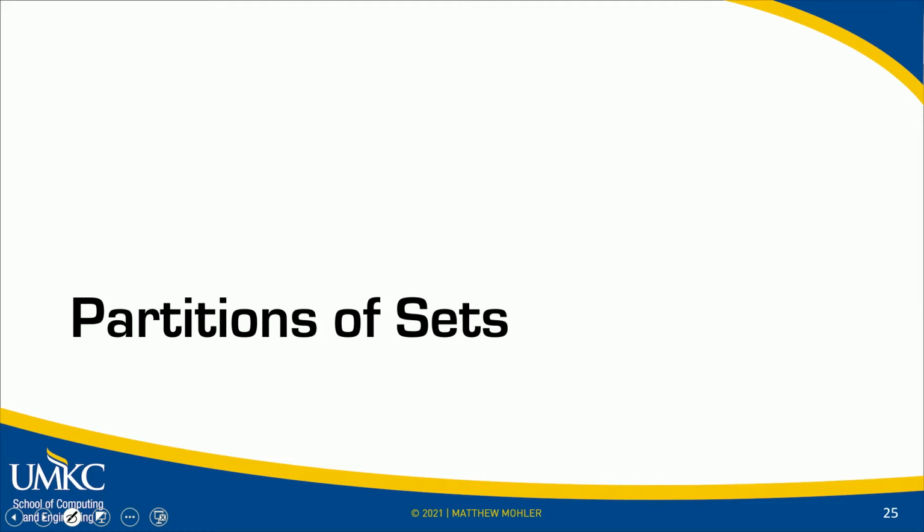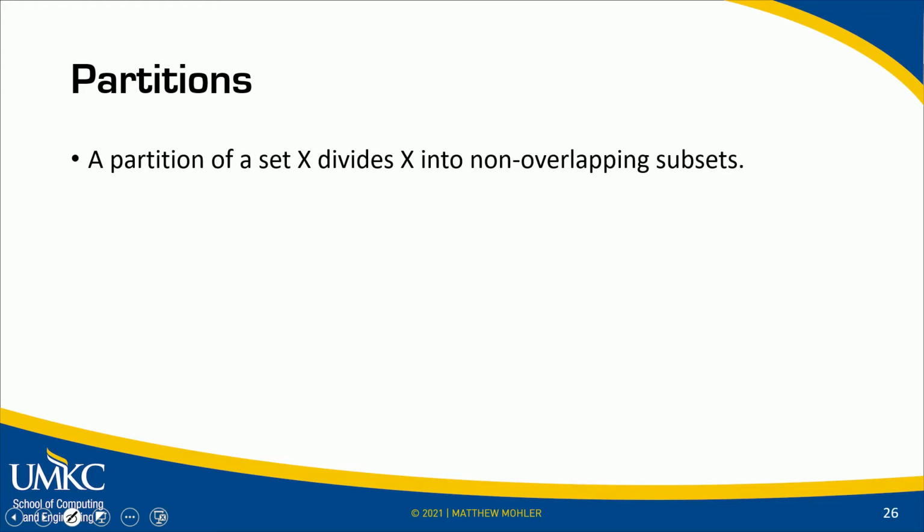Now in this section we'll look at what are called partitions of sets, and a partition of a set X ultimately divides a set X up into non-overlapping subsets. So if we look at that graphically, what we're really looking at is if we have a whole bunch of different elements across our set here, a partition would be a dividing line. It's something that we draw in to split our area, our set.